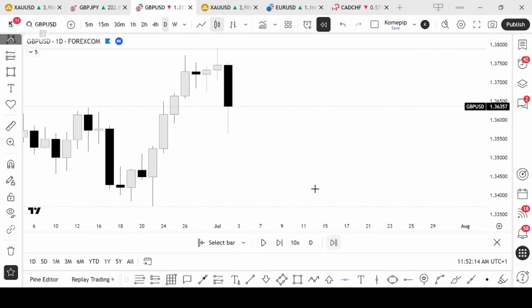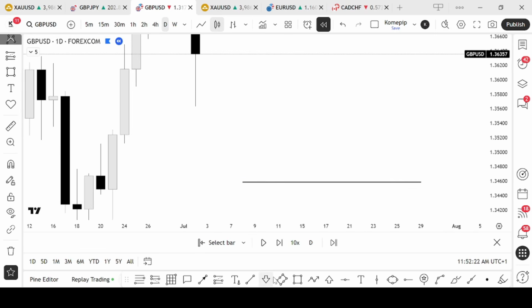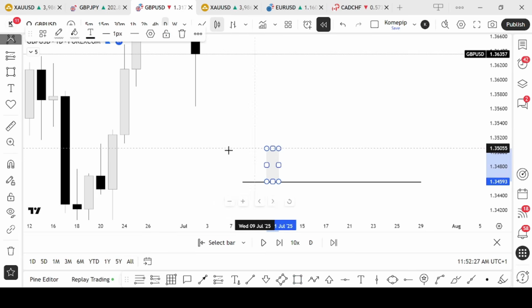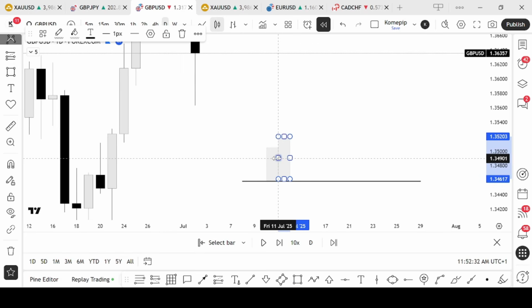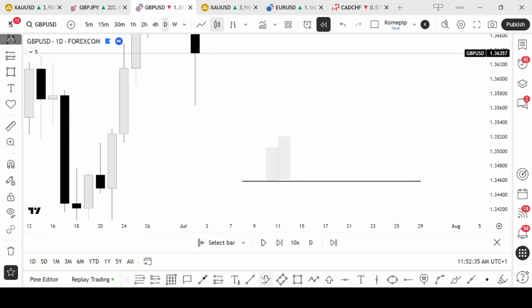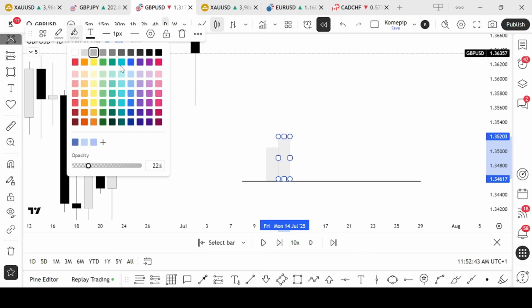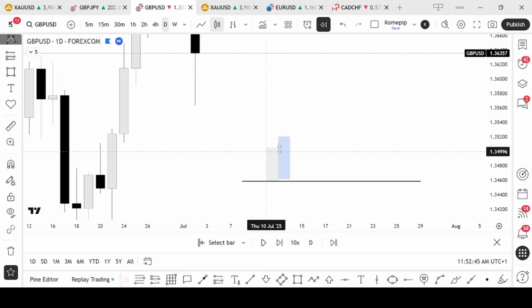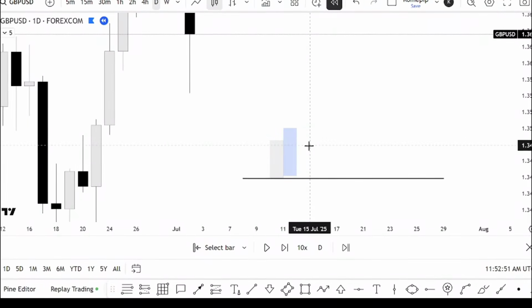So first thing first is this: if we have this zone, for instance, as our support or resistance level, what are we waiting for next? We want a candle to come. So for example, we have a candle here, 2 candles on here. Let's say we have a buy, a sell, and a buy candle, and usually these candles are opposing candles. So for example, this could be a buy candle, and we have a sell and a buy candle here. Remember, this must happen on the daily time frame.